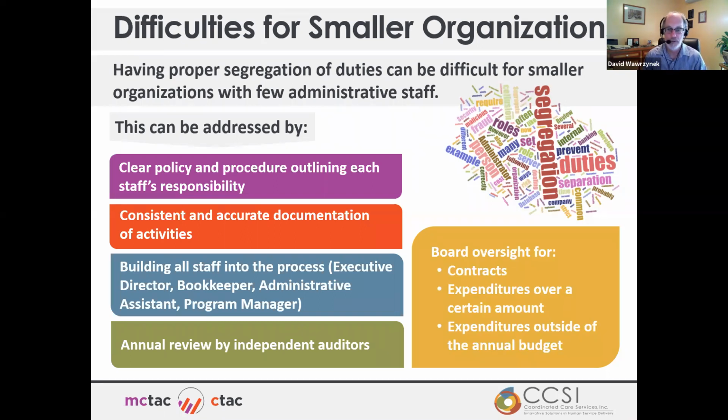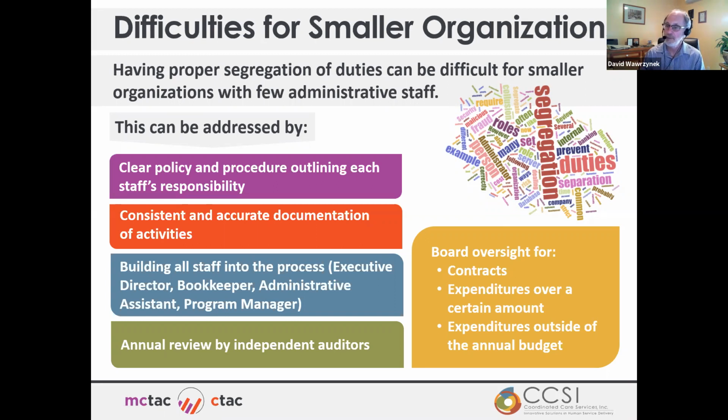And then board oversight. You can have board oversight for contracts. So you may have to review all contracts over a certain amount with your board president or your finance committee. Expenditures over a certain amount may need to be approved by the board. Expenditures outside of the annual budget may need to be approved by the board.